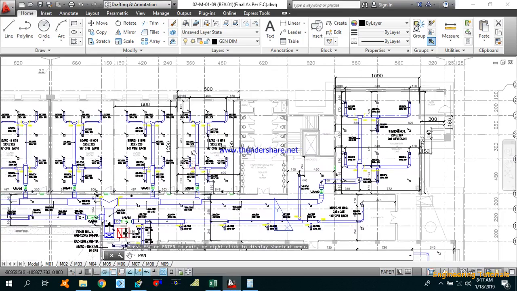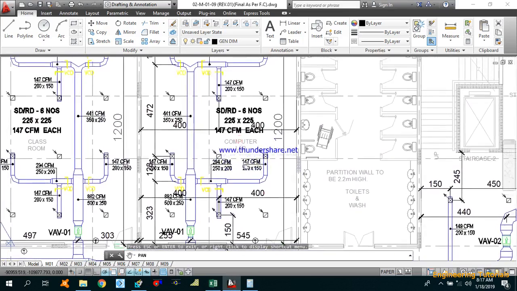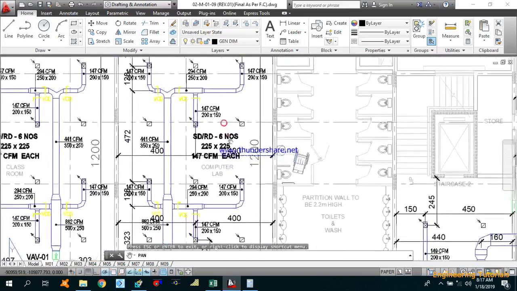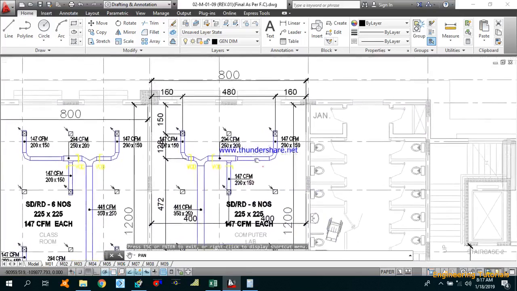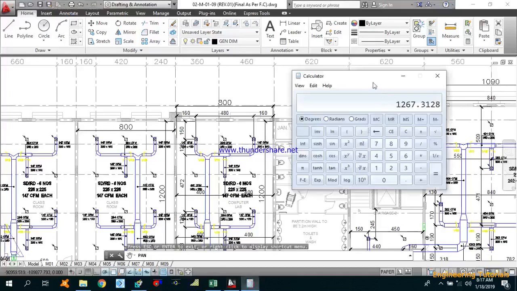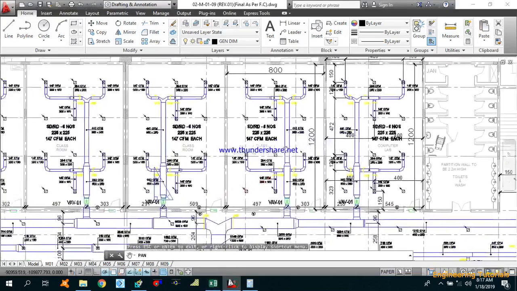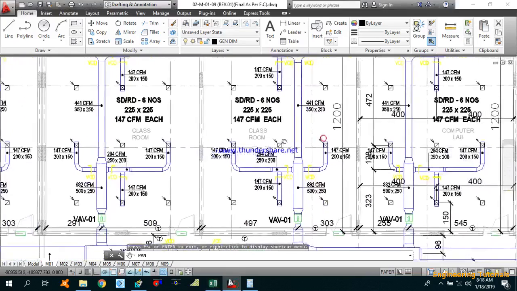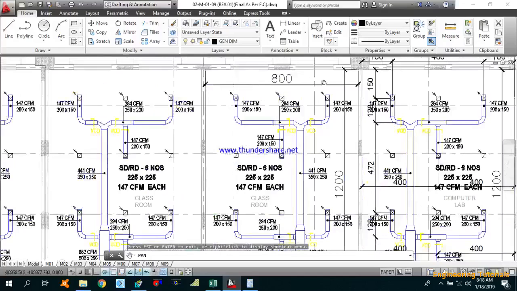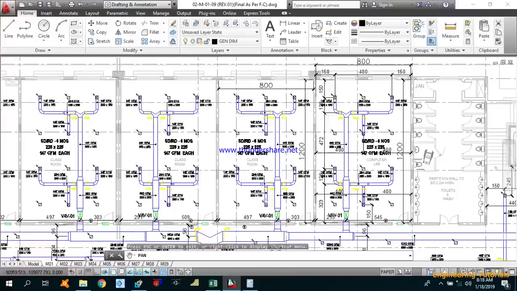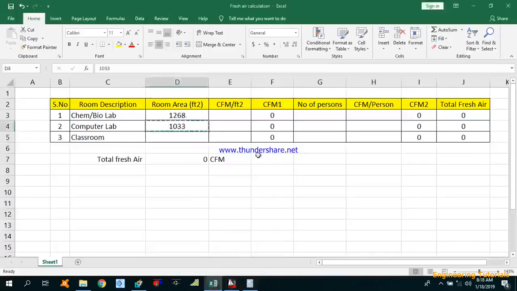I will show you one more, that is the computer lab. As you can see, the length of the room is 12 meters and width is about 8 meters. So total area will be 8 meters by 12 meters, that is 96 square meters. Multiply it by 10.76 and we get 1033 square feet. Now I will calculate one of the classrooms also. This is the classroom, its length is 12 meters and width is 8 meters, so it's the same as the computer lab, and the area will be the same.